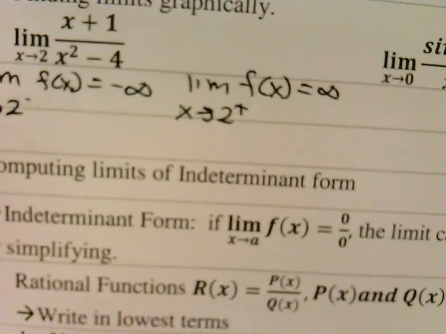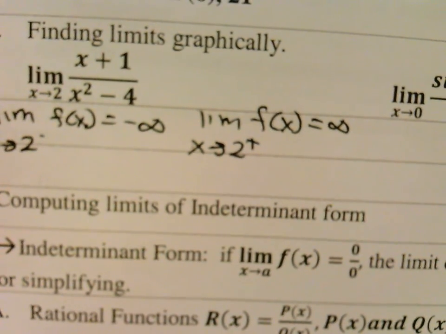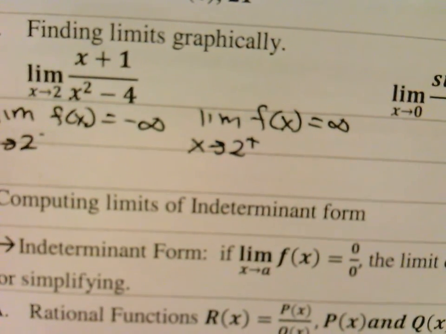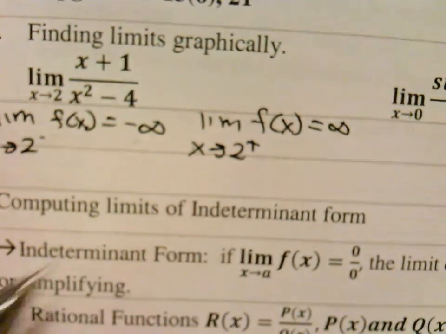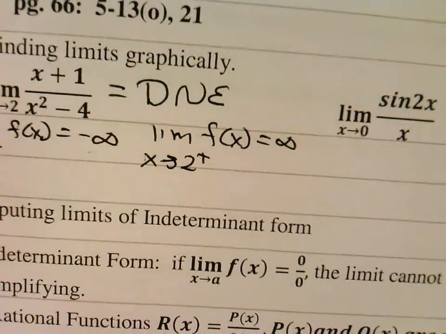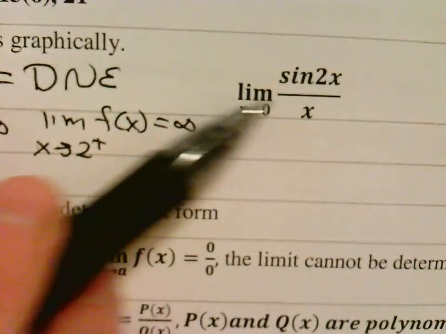So if you can remember from the other video, are these limits going to exist? No. They would only exist if this and this were the same, and they're not. So this limit does not exist. So D and E does not exist. Okay? So this one, you're like, okay, it's the same problem.